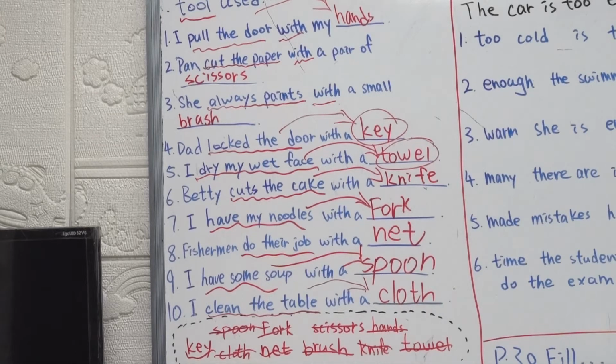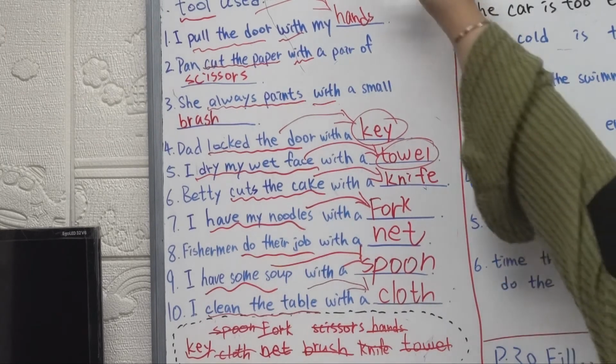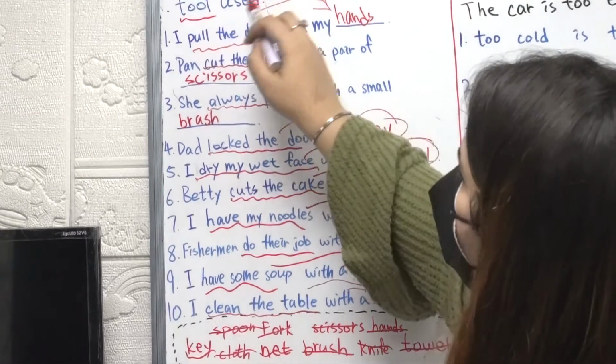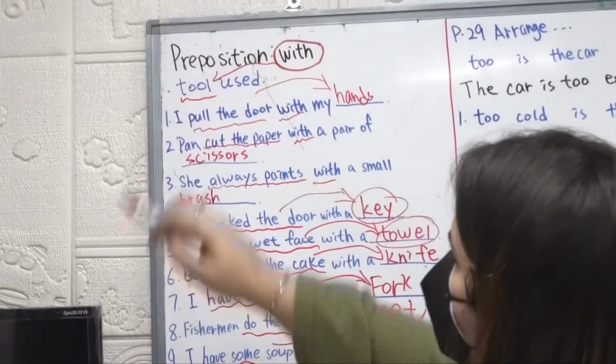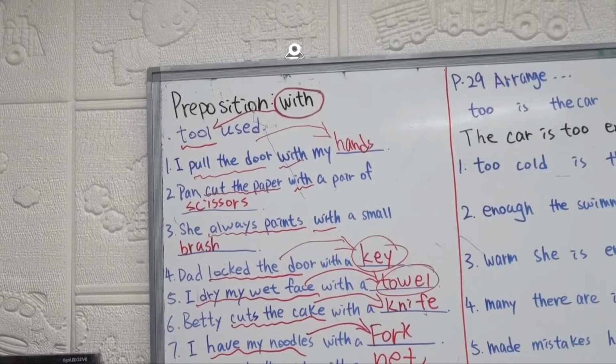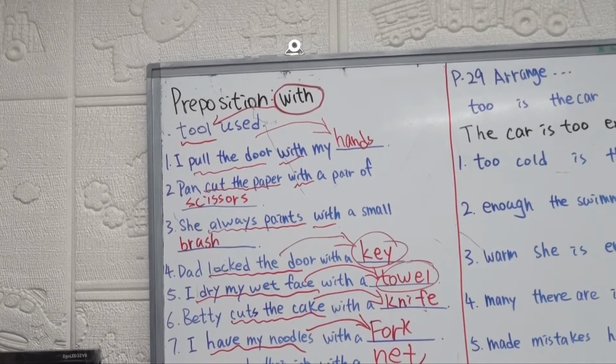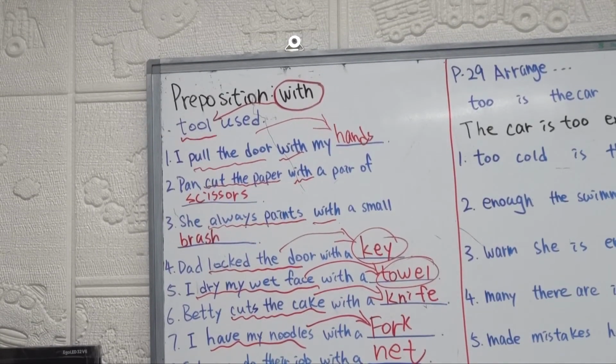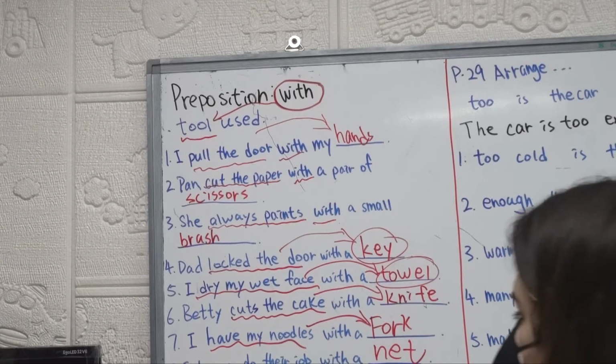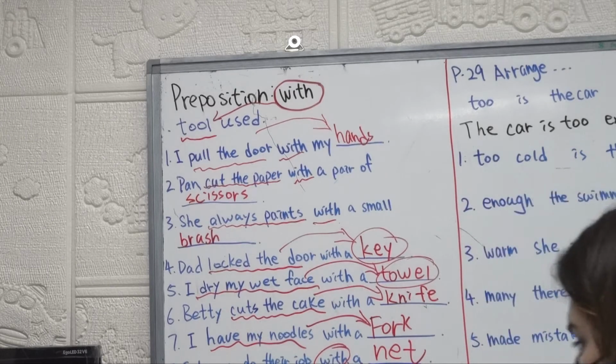Alright? So basically we use the preposition with when we want to indicate the tool used. Remember we have learned this last time, right? So you are done with the revision. Good job. Remember the usage of with. Okay?